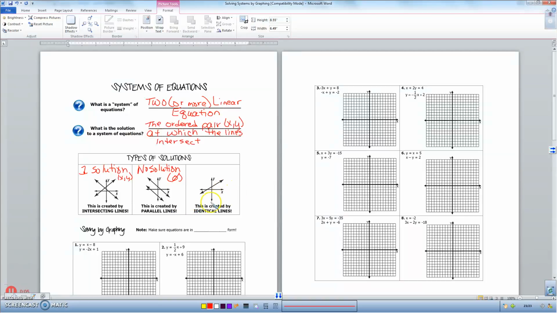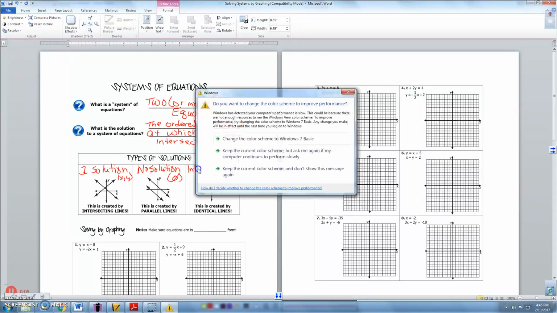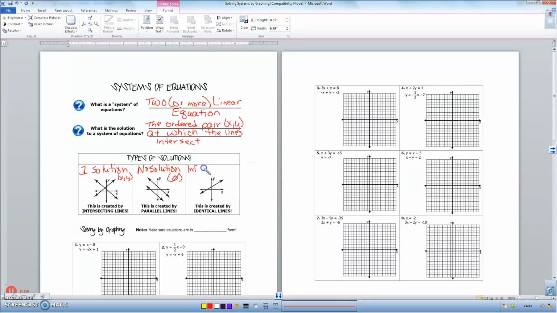All right? Then the last type of solution is infinite number of solutions. Infinite solutions. Now, we usually show a little infinity symbol when we're deciding that we have infinite number of solutions.